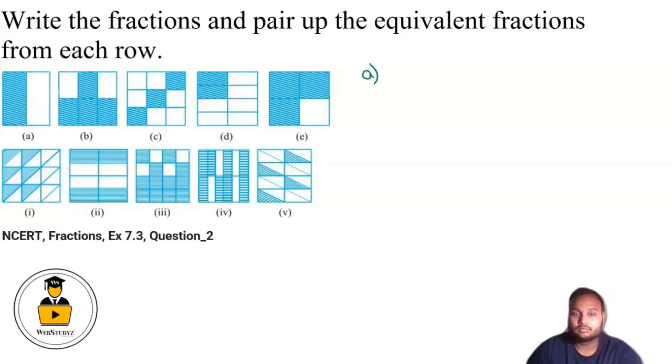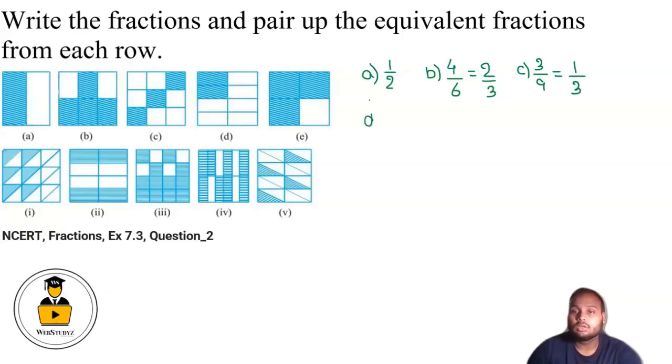For the A part, we have two parts in this figure, out of which one is shaded, so 1 by 2. For the B part, this figure is divided into 6 segments, out of which 4 are shaded, so 4 by 6. Fine, which will be equivalent to 2 by 3 on cancelling out. Then C part, we have a total of 9, out of which 3 portions are shaded, so 3 by 9, which is equal to 1 by 3.